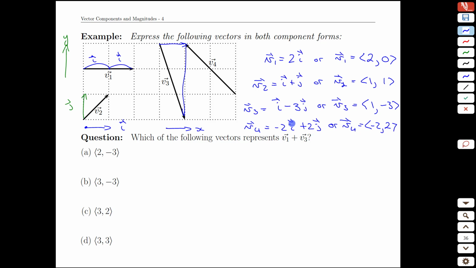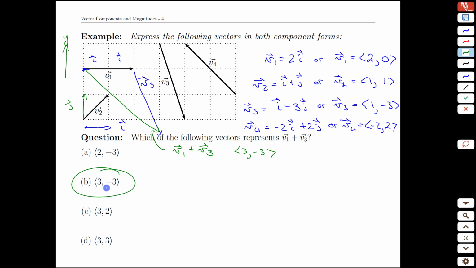All right, let's do this quickly in both ways. If we take v1 plus v3, v3 is like this. We already have v1 drawn out. So v3 added on the end would look like this diagram here. And so the sum would be this combined vector in green. That would be v1 plus v3. Well, we can see that that would be 3 to the right and 3 down. So we'd expect that to be 3, negative 3, which is in fact our list here, as b.